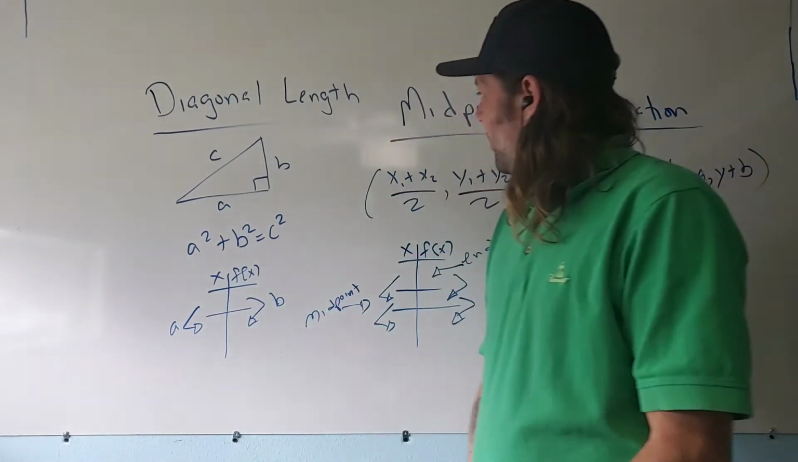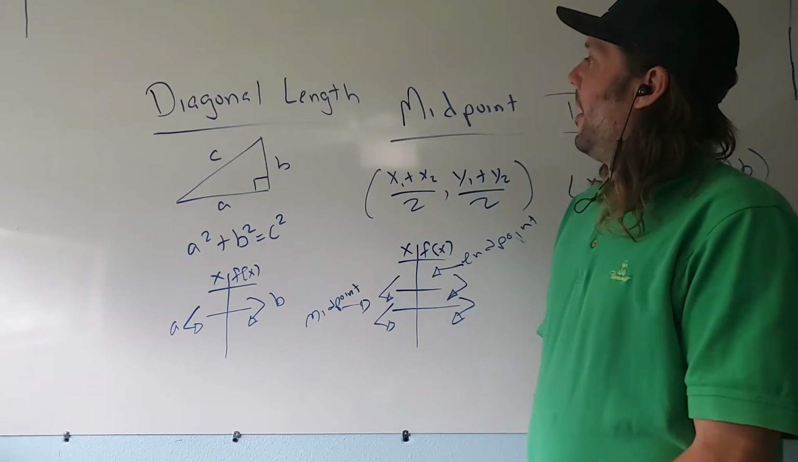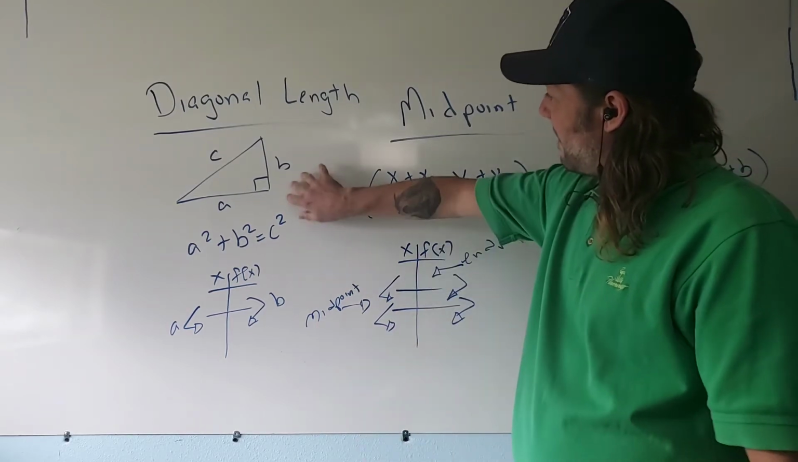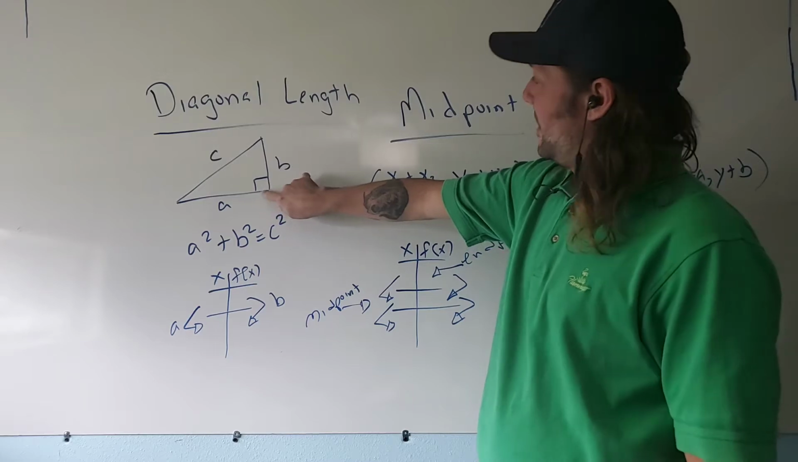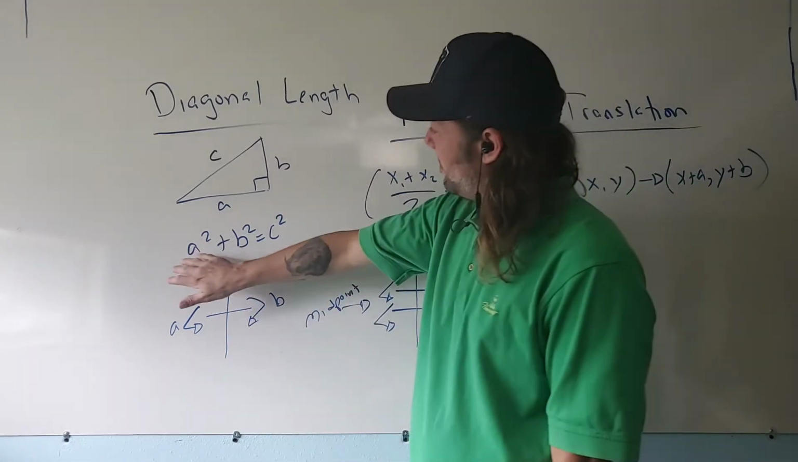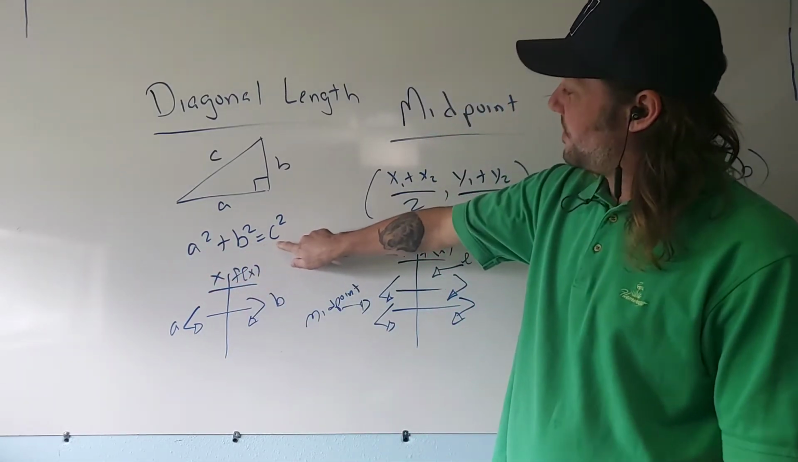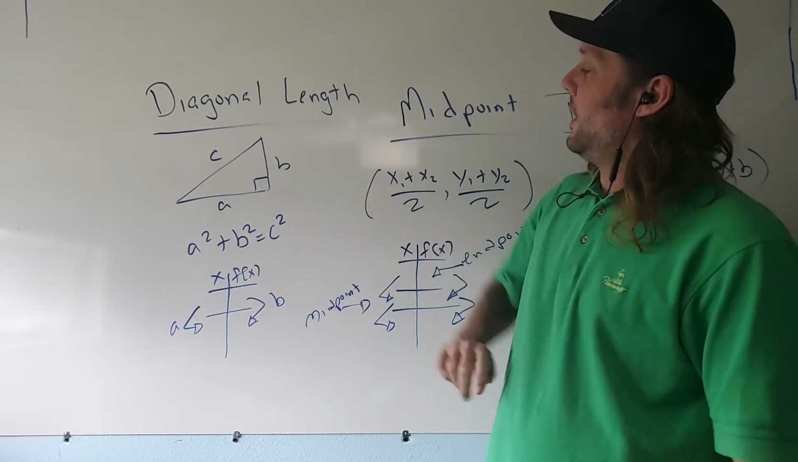We talked about diagonal length. We saw that in a graph we could actually make a right triangle out of our picture, set up the Pythagorean theorem, and then square root both sides to calculate the diagonal length.